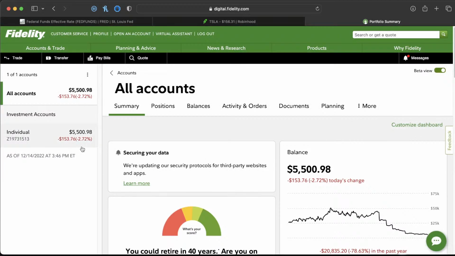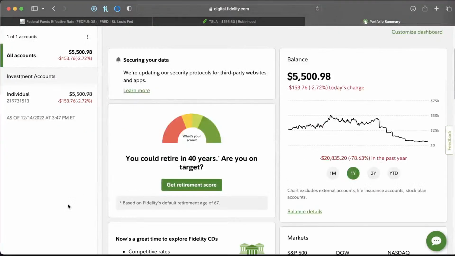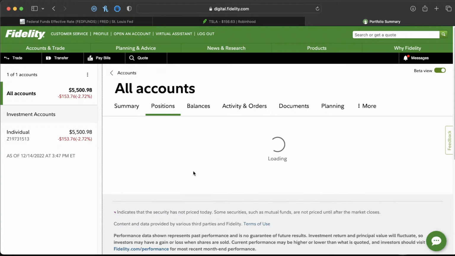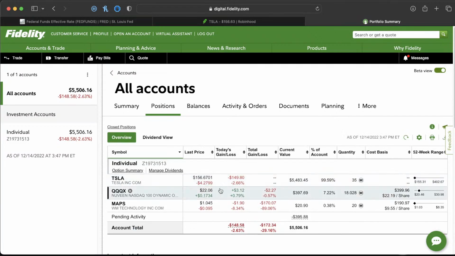But yeah, theta doesn't really care about after hours. It doesn't care about weekends and stuff. Let's see. I only have 5,500 in this. Where are my shares of Tesla? Positions. I have 35 if I remember right. Yeah, 35 shares. I don't know why it says that I have these on margin. I know I don't have them on margin. I paid cash for them.